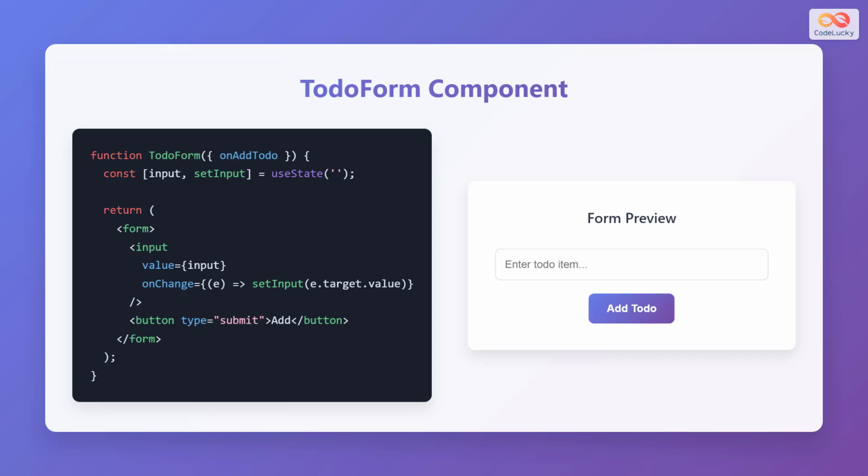The component returns a form containing an input field and a submit button. The input field's value is bound to the input state variable, and the onChange event is handled by the setInput function, which updates the input state variable whenever the user types something into the input field. The button allows the user to add a to-do item.